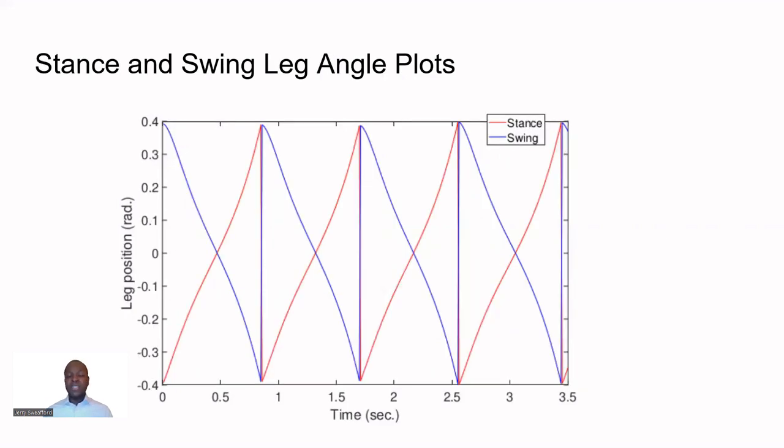Okay, here we see the swing and stance leg angle plots. For the stance leg, it starts at a negative value. Again, the stance leg starts in front of the robot, which is actually a negative angle with respect to the vertical. And then over the course of the step occurring, it increases until it gets to a maximum value of roughly 0.4, and then it becomes the swing leg. So the way to think about this is there's basically an M shape or a W shape happening for the right and left legs respectively.